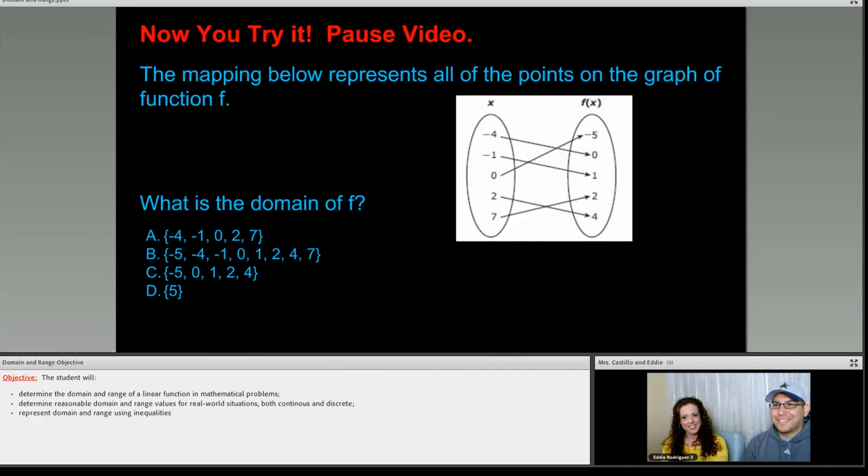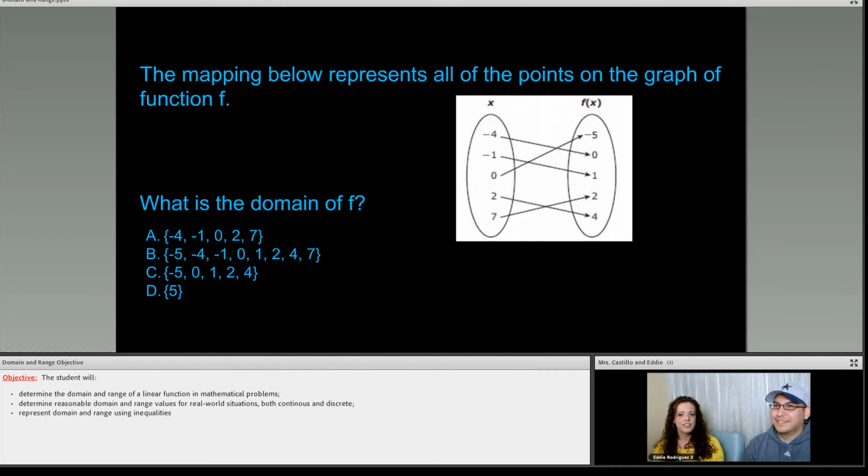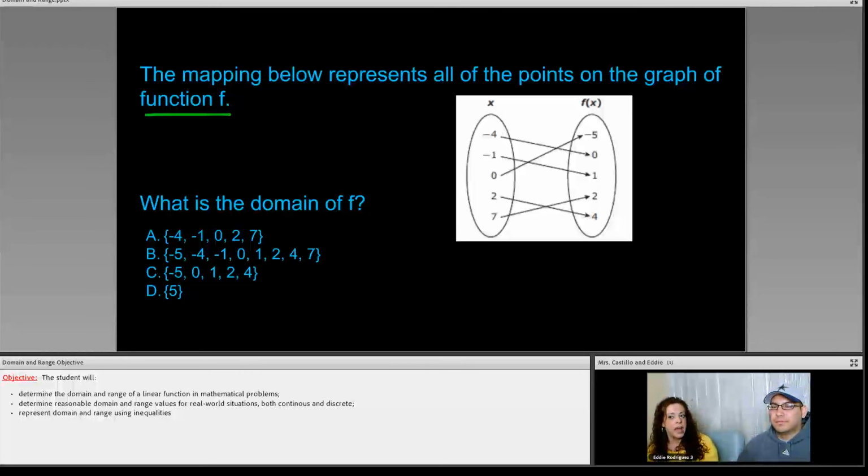Okay, so now let's look at this problem. The mapping below represents all the points on the graph of function f. Now, I do see that if we're looking at our mapping, something that they like to put on the STAAR test is f of x. So they do like to show it as a function of x. Can you see that on the mapping? Yes, I see it there. Do you remember what f of x stands for? Yes, I remember the teacher told me that f of x was the same thing as y. That is correct. Great job.